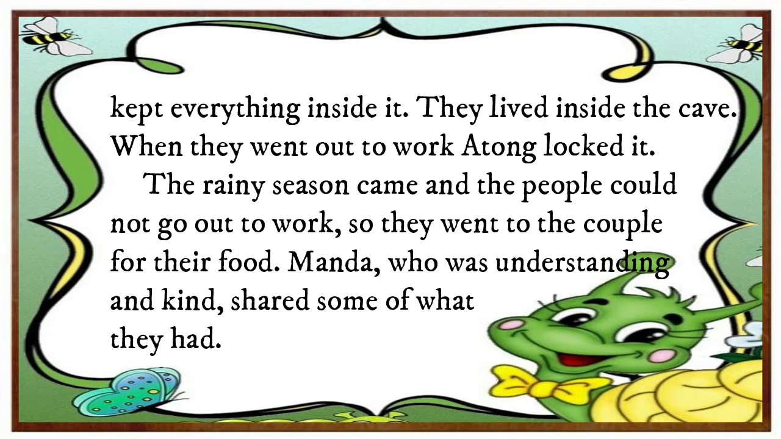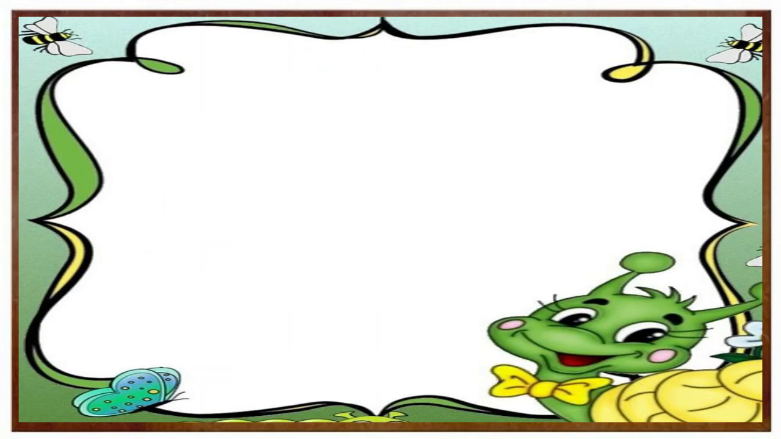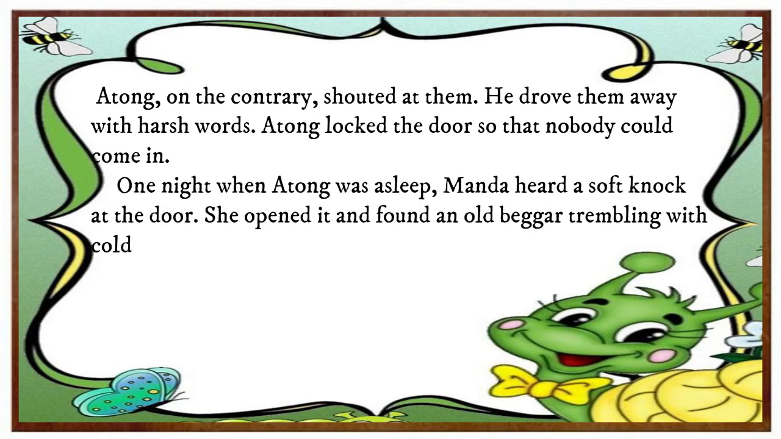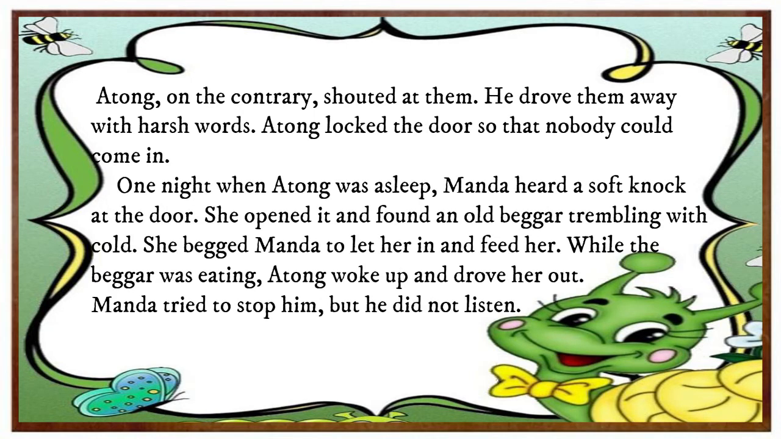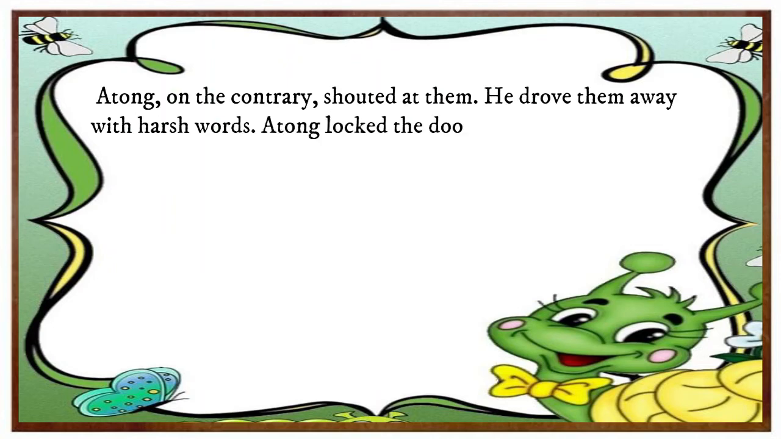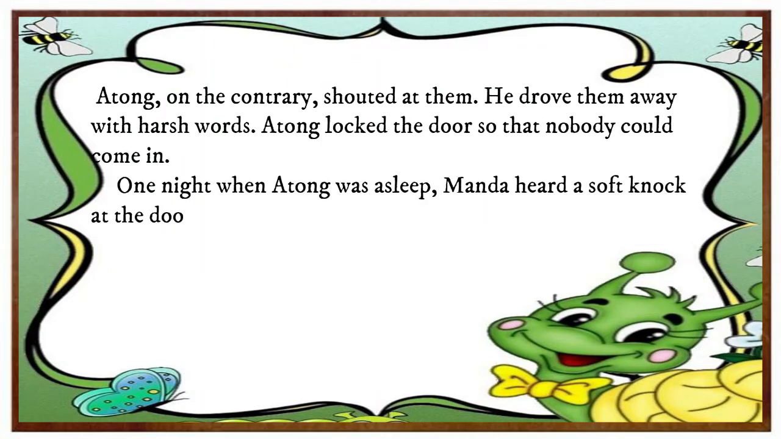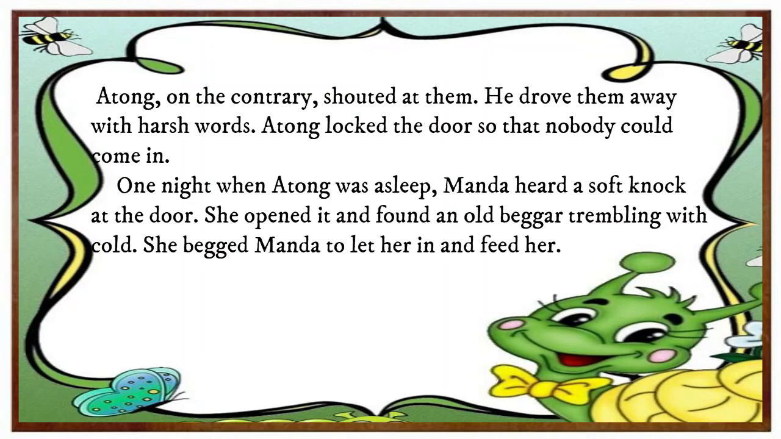The rainy season came and the people could not go out to work, so they went to the couple for their food. Manda, who was understanding and kind, shared some of what they had. Atong, on the contrary, shouted at them. He drove them away with harsh words. Atong locked the door so that nobody could come in.